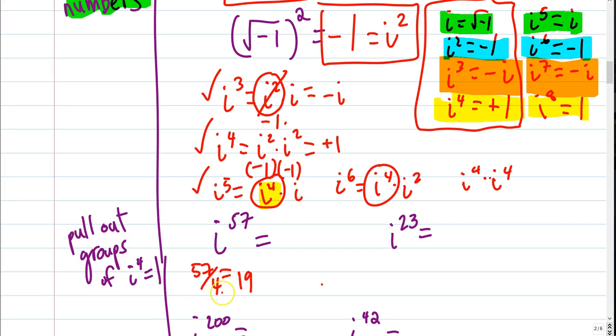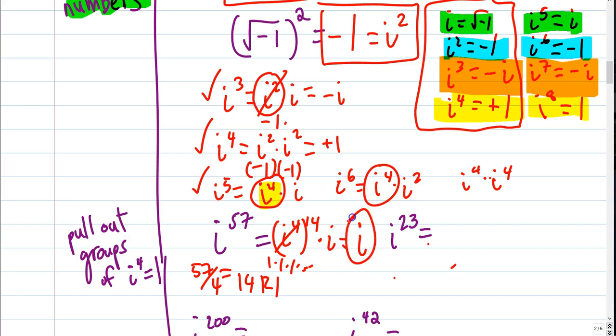I believe that's 19. Because 20 would be... No. See, I can't do math. 15 would be 60, so it would be 14, with 1 remaining. So that's basically i to the 4th, 14 times, with 1 i left over. Well, what is i to the 4th? It's just 1, so it's 1 times 1 times 1 times 1, 14 times, that's just 1. What's left over is just an i.